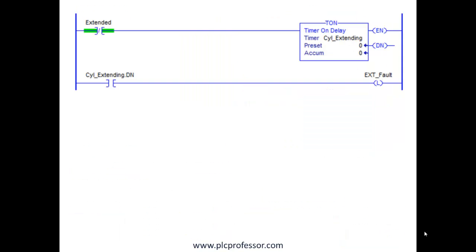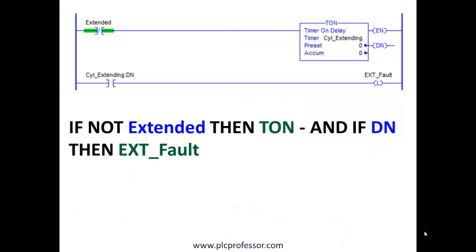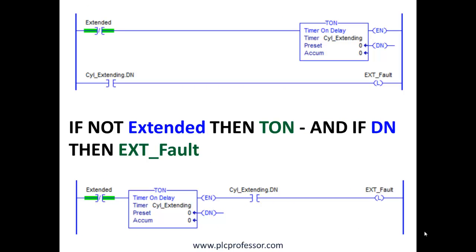Okay, here's another piece of that code. And if you read this, if not extended, then enable the timer, and if the done bit, then turn on extend fault. Down below, it's the exact same thing, reads the exact same way. So I'll give you a second to look this over. Reading the bottom rung again, if not extended, then TON. And if the TON is done, then extend fault.